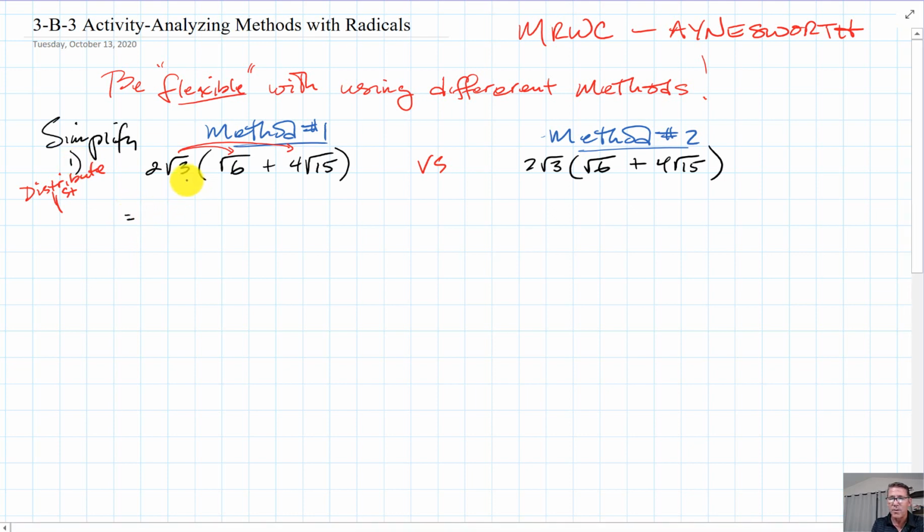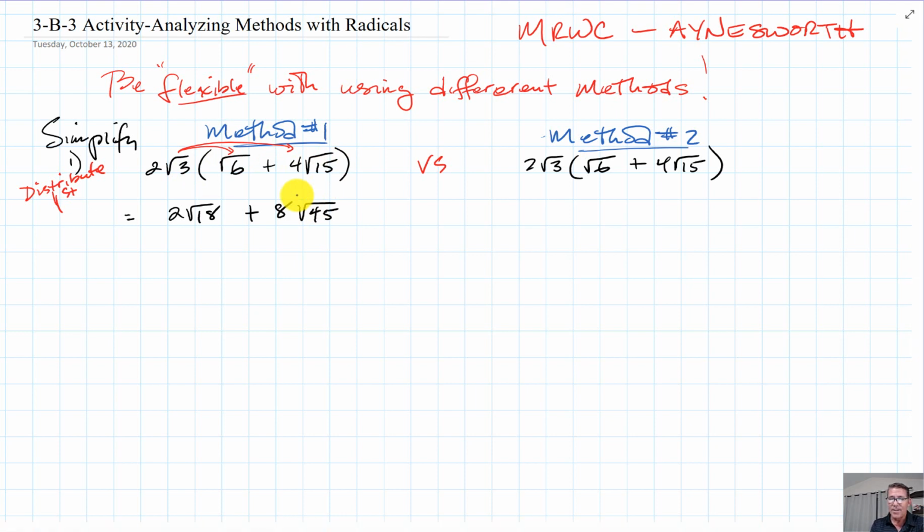So this is going to be equal to, let's see, 2 root 3 times root 6 is 2 root 18, because 3 times 6 is 18. So you get 2 rad 18 plus, because there's a plus there, 2 times 4 is 8. You multiply the non-roots first. Root 3 times root 15 is the square root of 45, because 3 times 15 is 45. So you multiply the non-roots, 2 and 4, first. Then you multiply the roots together. You basically multiply like terms. It kind of makes sense.